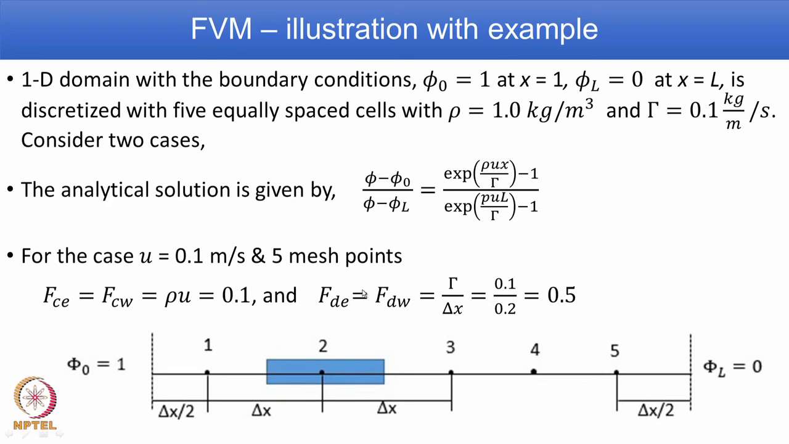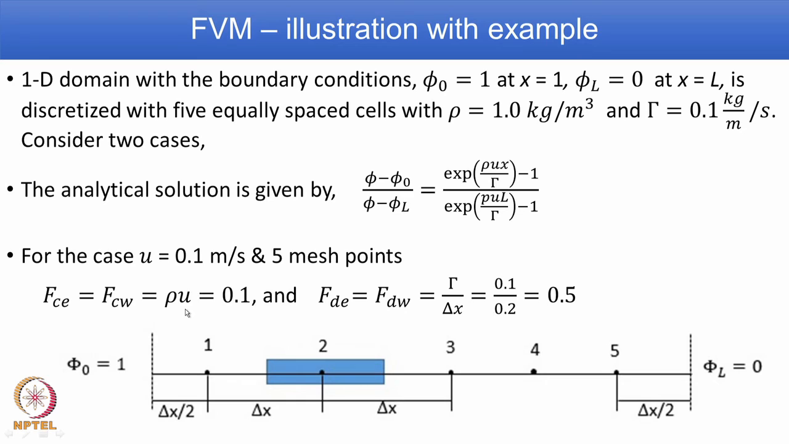Now, we take one of the cases, that is u equal to 0.1 meters per second and 5 mesh points. We calculate the convective flux as well as the diffusive flux. Convective flux is equal to rho into u. Rho is already defined as 1 kg per meter cube and u is 0.1 meters per second. So, rho u you will get 0.1. Similarly, the diffusive flux is defined as gamma by delta x. Gamma is 0.1, delta x is 0.2 and that is equal to 0.5.